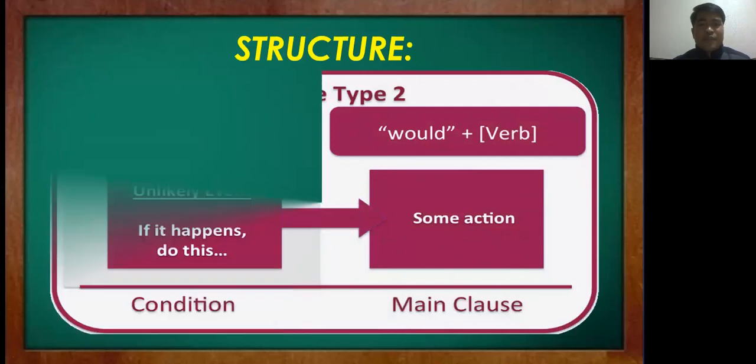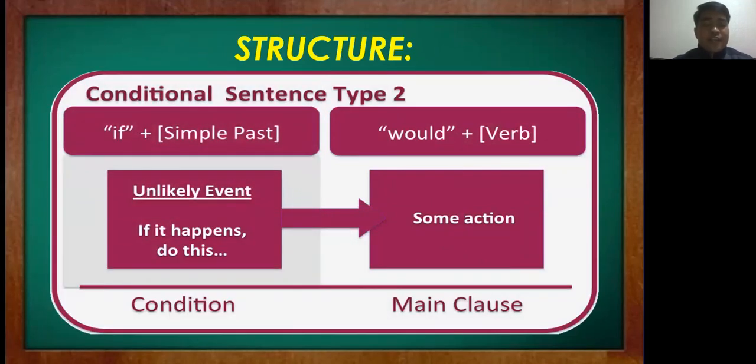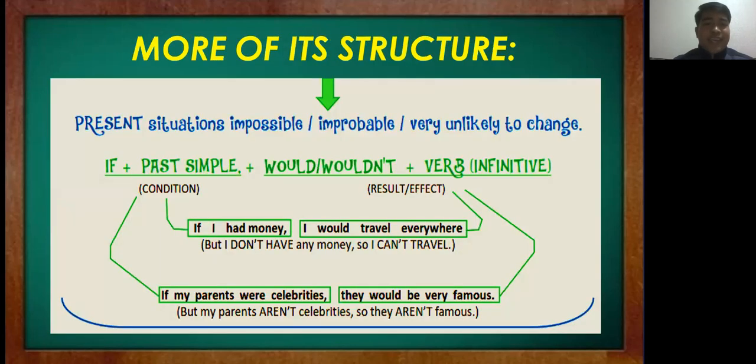The structure is very easy. In the condition clause, you need to use if plus the simple past form of the verb. Why? Because you are expressing an unlikely event. If plus the simple past form of the verb. Then, in your main clause, simply use would plus your verb in the base form or the infinitive form. Again, let's have some more of its structure.